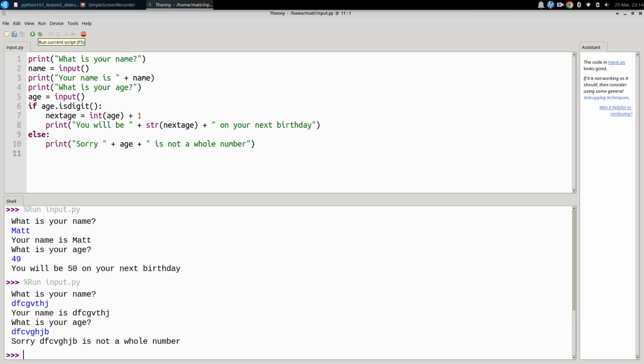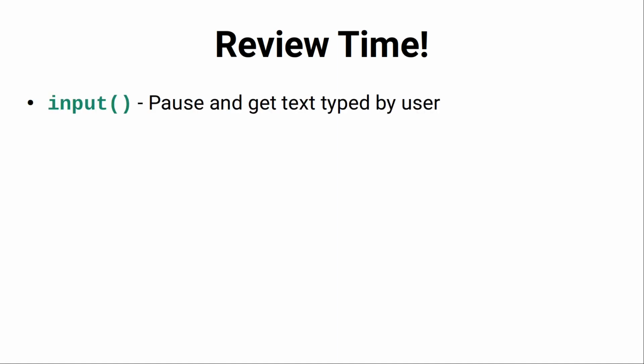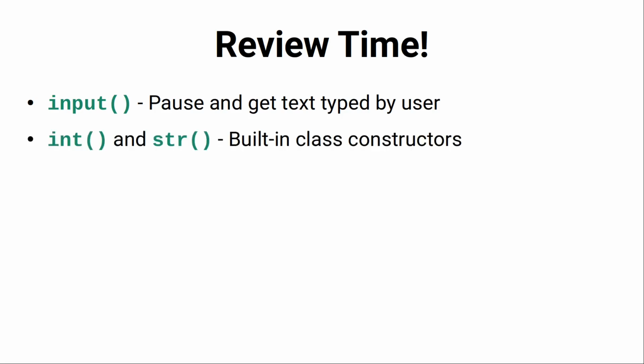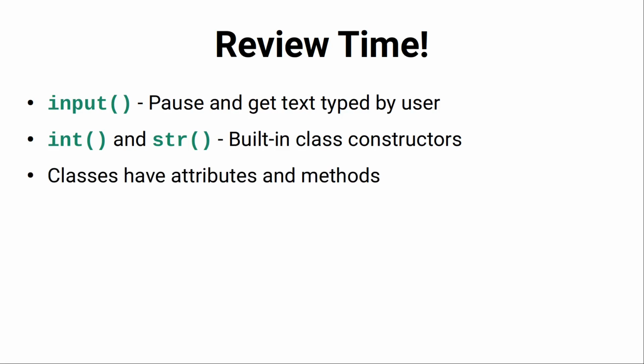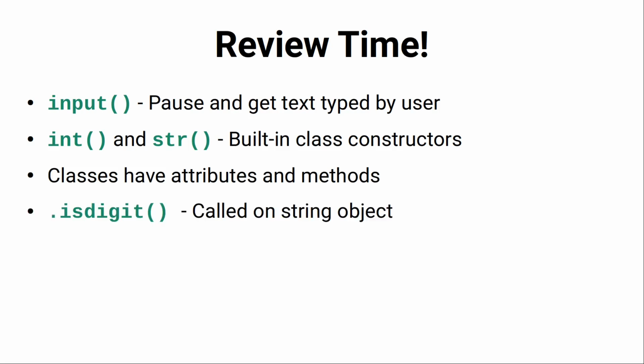Let's take a moment and review what we've learned so far this lesson. We've learned about the built-in function input and how we can use it to let the user type in something while the program is running. We learned how to parse a string by using the int function. We also learned that int and str are really built-in classes, and the functions with those names are really constructor methods to create new integer and string objects. We also learned that classes can have attributes and methods that can be used with objects of those classes, like the isdigit method can be called on a string to see if it just contains number characters.